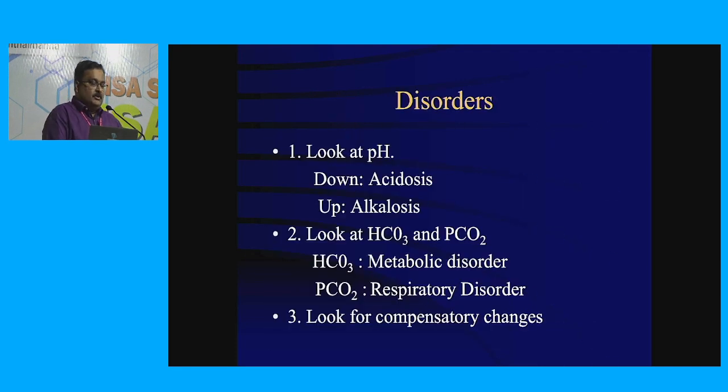So coming to the disorders, you will look at the pH. If the pH has gone down, it is acidosis. If the pH has gone up, alkalosis. And then you have to look at whether the bicarbonate or the PCO2 has changed. So if the bicarbonate is at fault, it is a metabolic disorder. And if the PCO2 is at fault, it is a respiratory disorder. Very easy. And then comes the compensatory changes.